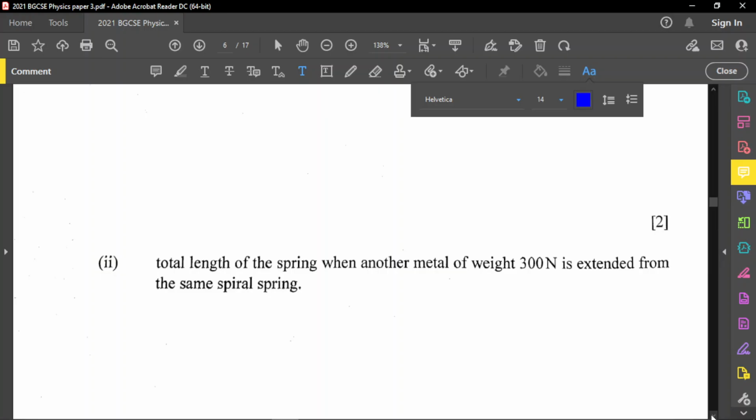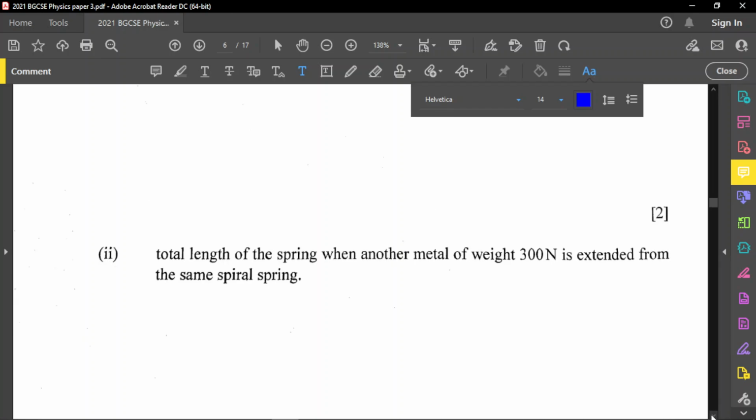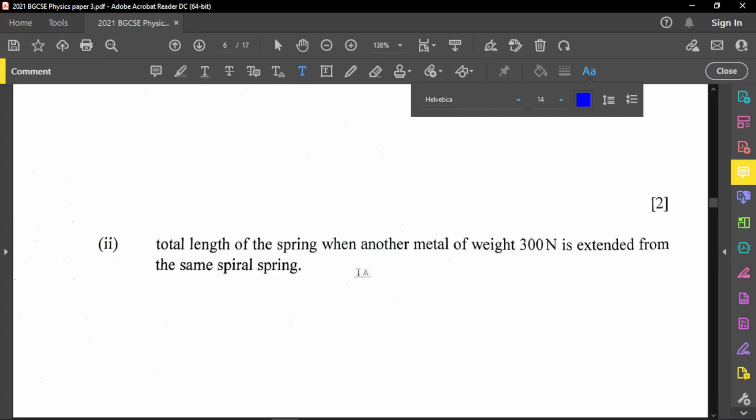It said to calculate the total length of the spring when another metal of weight 300 newtons is extended from the same spring. So it's not saying add this to what was there before. It said when this is now extended from the same spring. Now we know what the constant is, so again we're going to find the extension this time, and now we have our new weight or force. Based on the formula, the extension would now be the force divided by the constant.